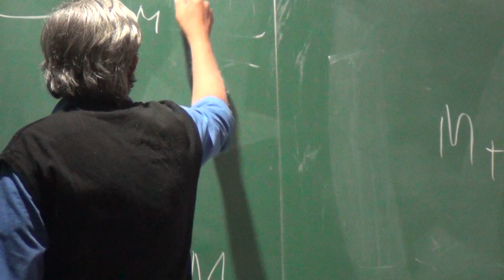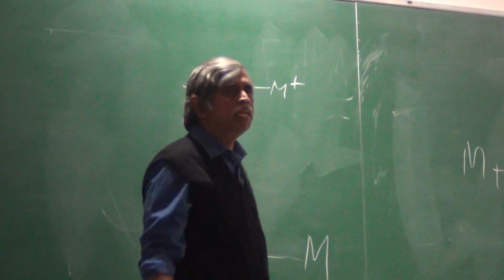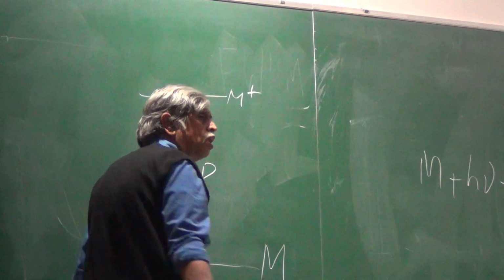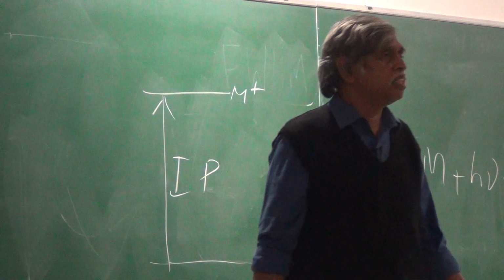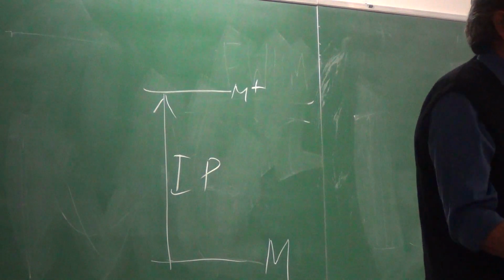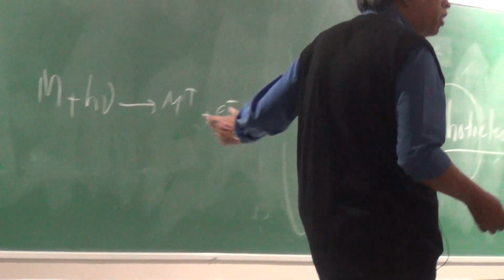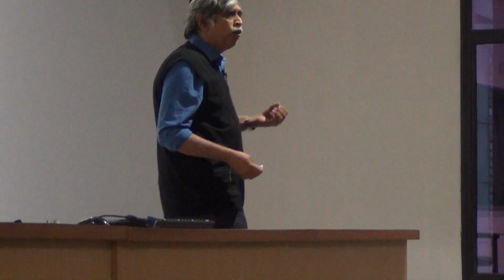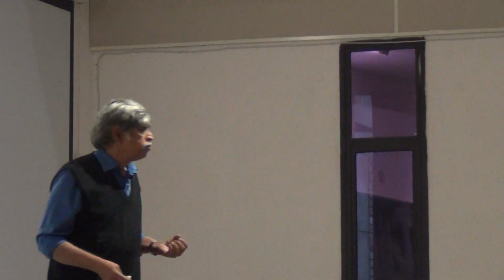So if I have a molecule up here whose energy is N, and here is the energy of the ion N plus, what do you call this energy as? Ionization potential or ionization energy, and if it's a solid, we call it as work function. For an isolated molecule, we call that as the ionization potential. That's the minimum energy required to remove an electron from the molecule.